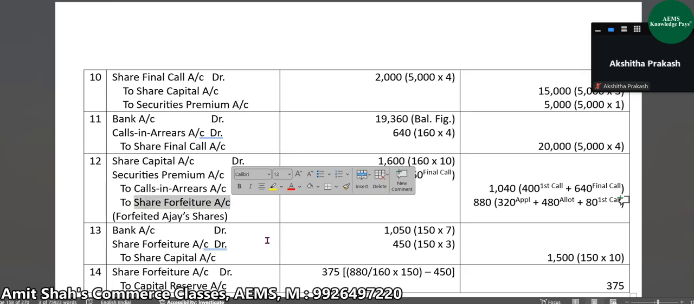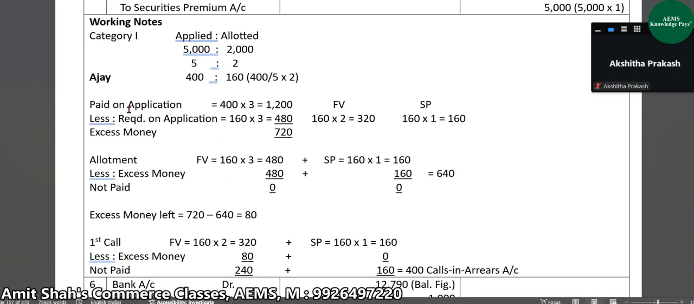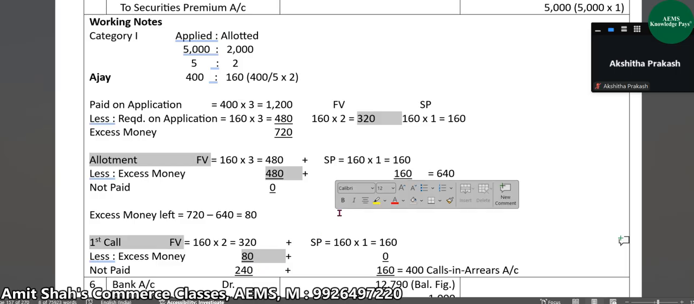Now, the most important part, share forfeiture account. It would be credited not with the total amount paid by Ajay, but only the amount that we have adjusted towards face value. He paid on application. Out of that, we kept aside 480 rupees for application. Out of this 480, towards face value, we have adjusted only 320. So we will take 320 from here, then again 480 of face value of allotment from here. So 320 plus 480 is 800. And 80 rupees for face value of the first call. This much amount we have adjusted of Ajay towards face value: 320 plus 480 that is 800, plus 80 that is 880.